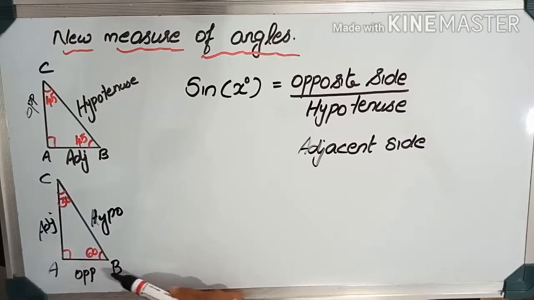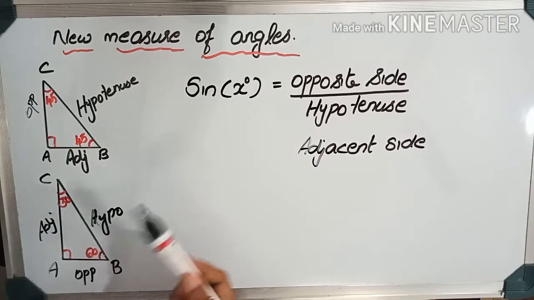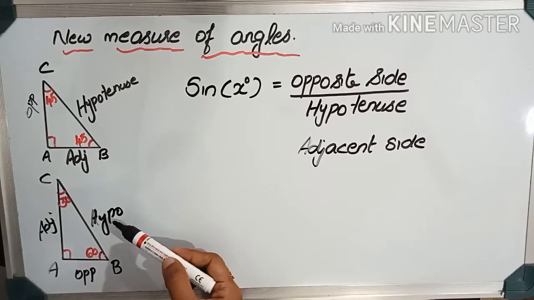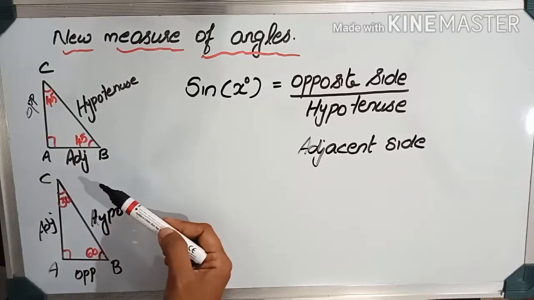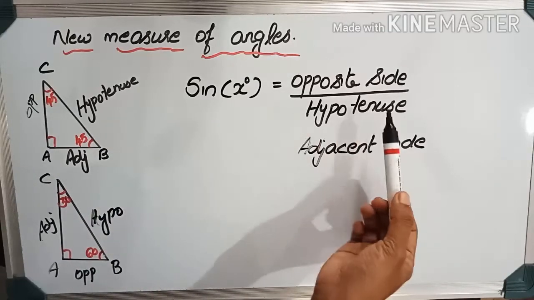Adjacent side will be what? This will be the 60 degrees adjacent side. Okay, hypotenuse, no change, it is fixed. So these three you have to keep in mind, then only we can write this.